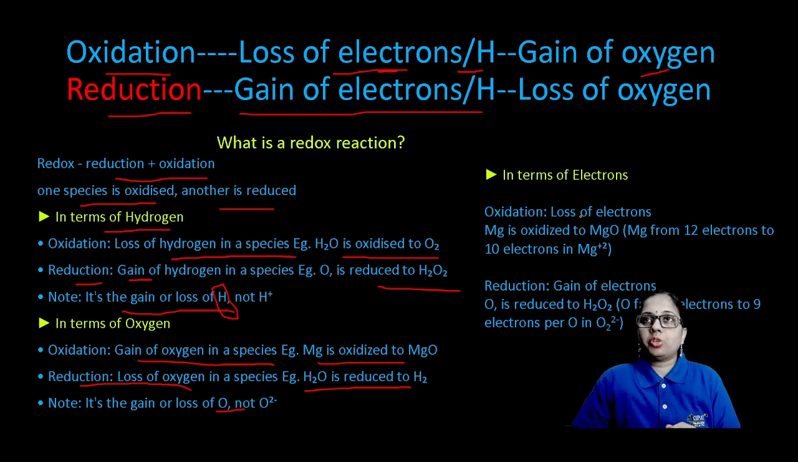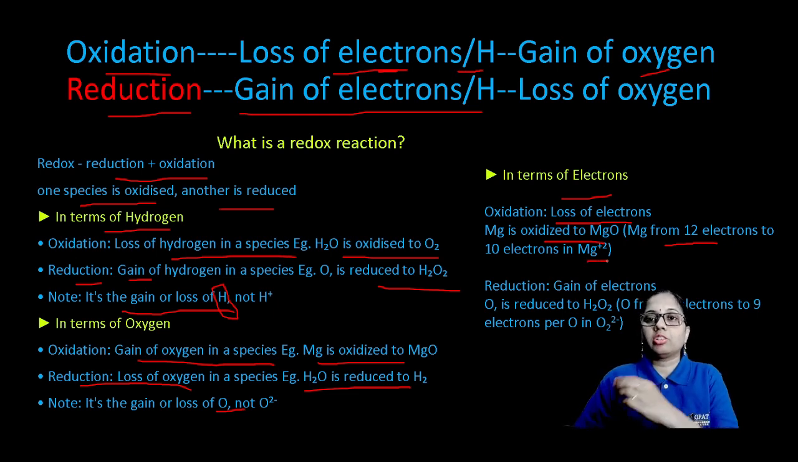In terms of electrons, oxidation means loss of electrons. Magnesium is oxidized to magnesium oxide, where one O is additionally added. That means magnesium goes from 12 electrons to 10 electrons in Mg2+. That means loss of electrons takes place, that's why you see the positive charge. Two electrons have been lost. For reduction, it is gaining of electrons. Oxygen is reduced to H2O2, that means oxygen goes from 8 electrons to 9 electrons. It takes on negative electrons and gets a negative charge, so it looks like O2-.